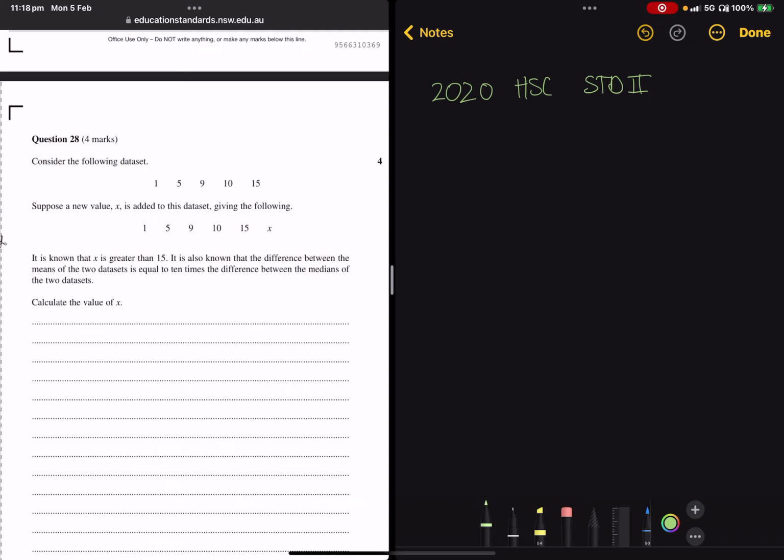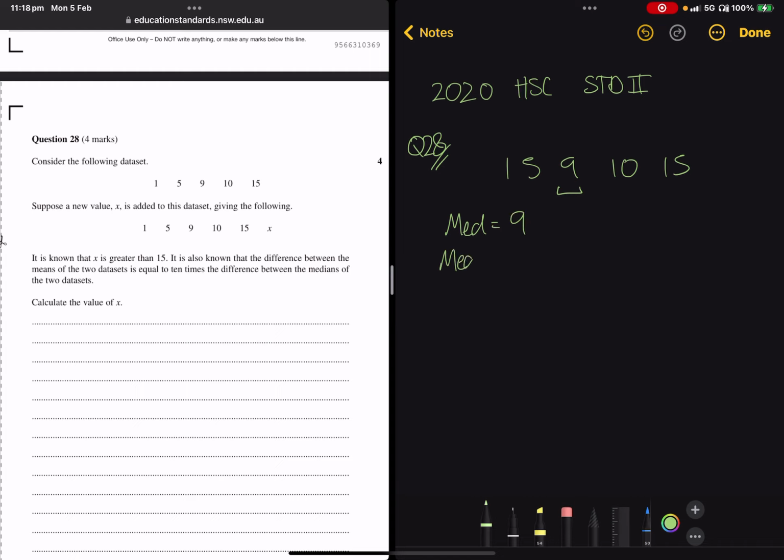We're going to find its median and we're going to find its mean. So this is our first part. Question 28, 1, 5, 9, 10, 15. Median is the score in the middle if there's one in the middle, or the average of the two in the middle if there are two. There's one in the middle, so the median is 9.